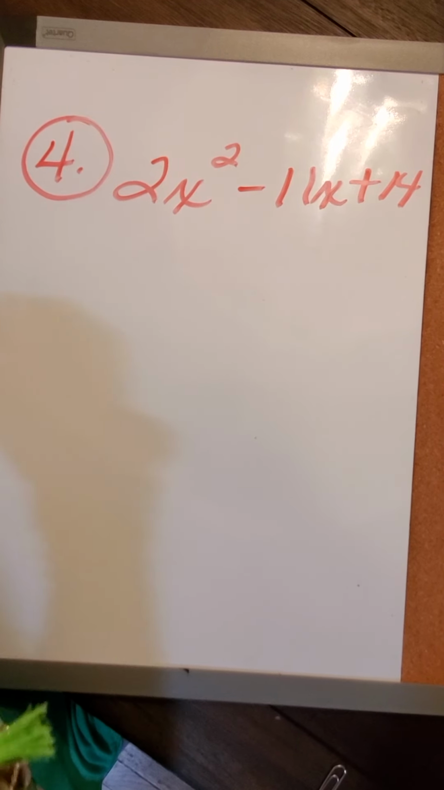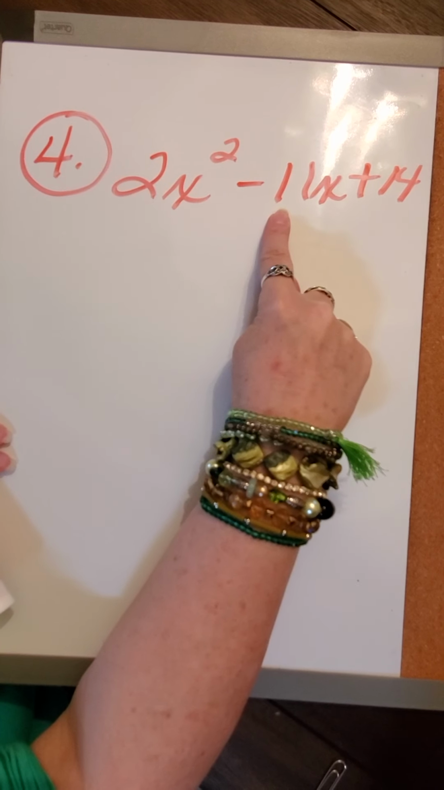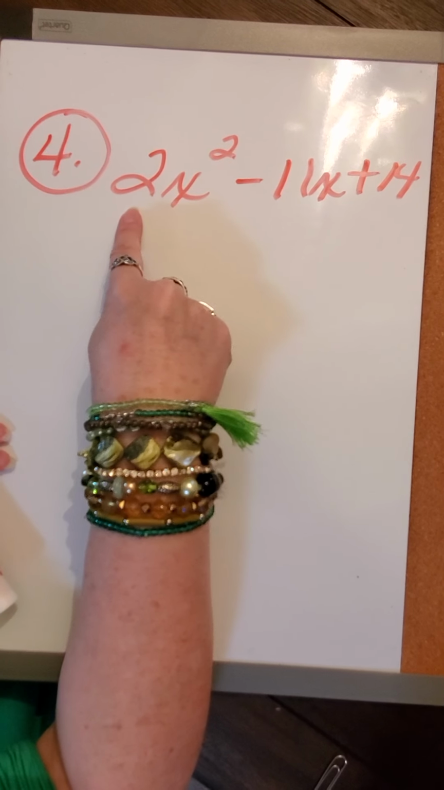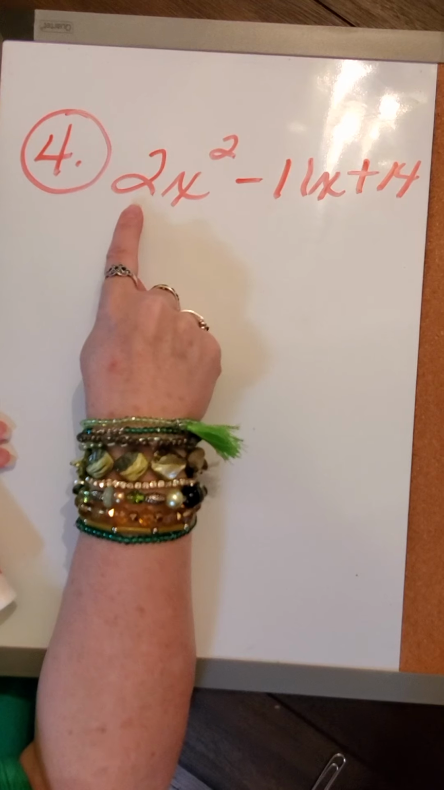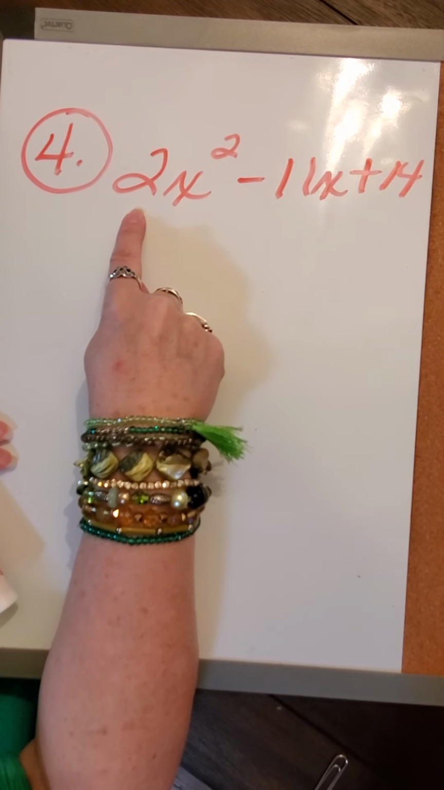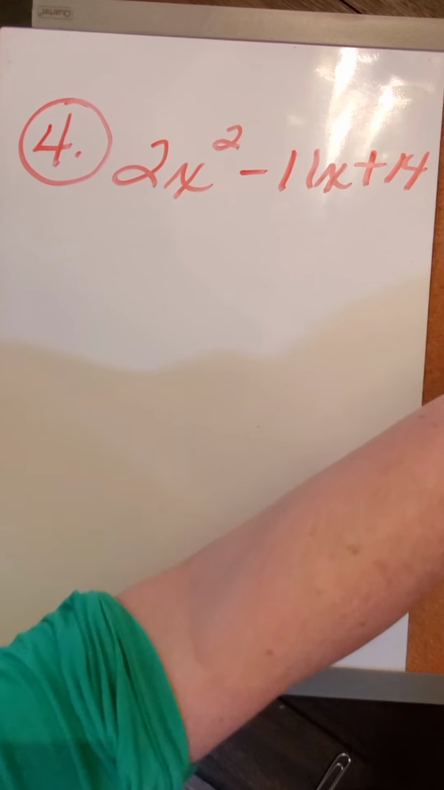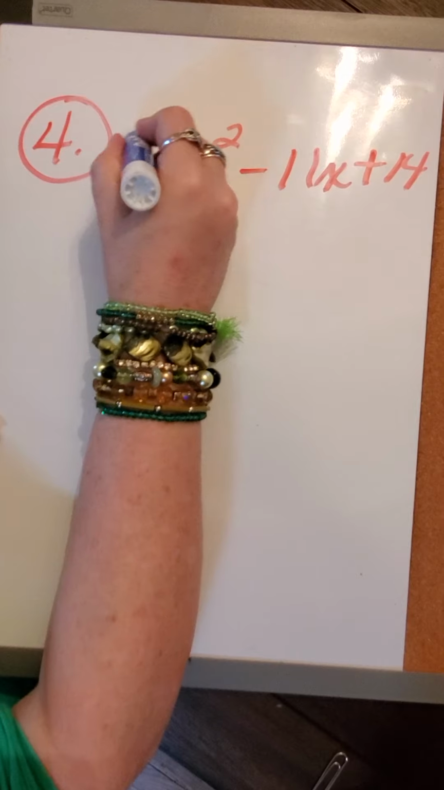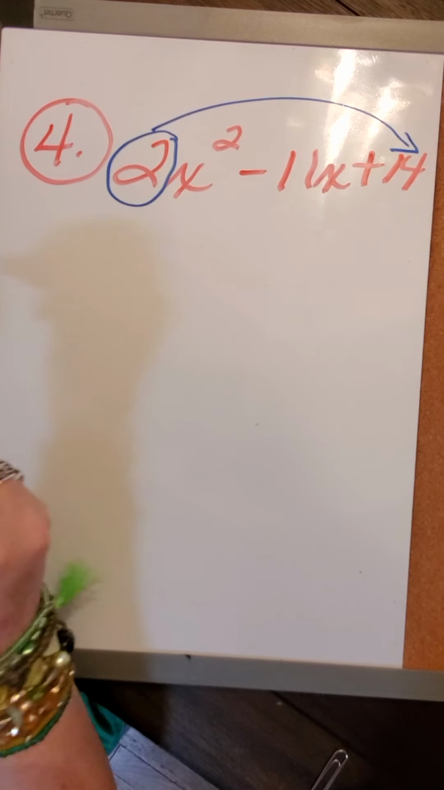So normally we would need two numbers to multiply to give me this and add to give me this, except this one's different because we have a leading coefficient of a number greater than 1. So on this one, we have to do what's called the bottoms up method. What we do on the bottoms up method is we take this leading number and multiply it by this final number, and we're going to rewrite it.